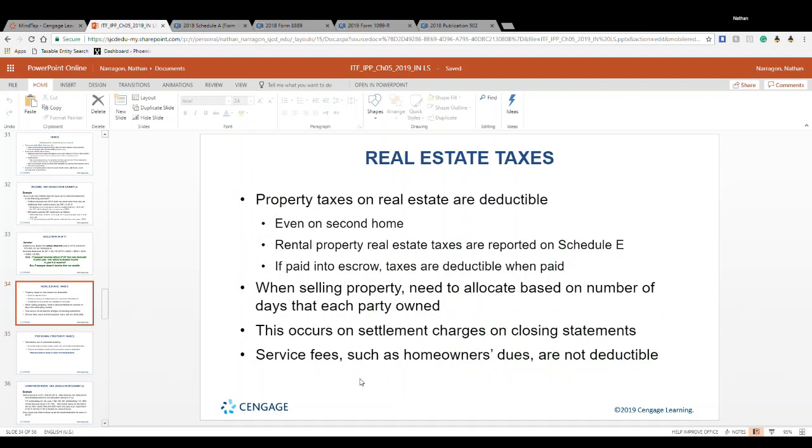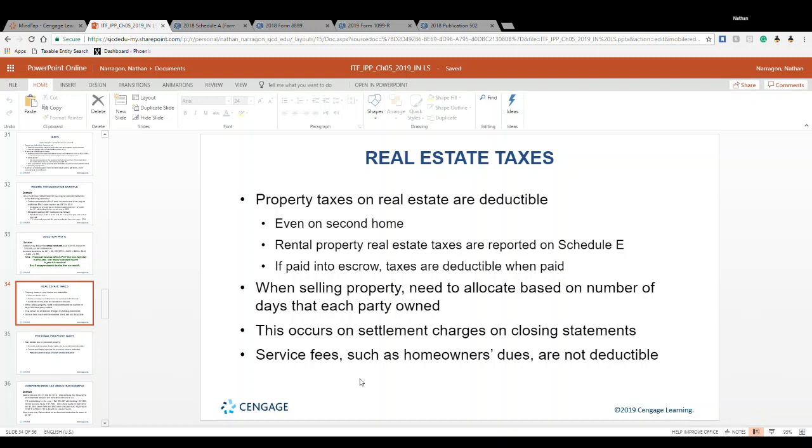Okay? Real estate taxes: any property tax on real estate is deductible, even if it's a second home. If it's rental, it goes to Schedule E. Okay? If paid through escrow, taxes are deductible when paid. It's not when you pay into the escrow, it's when it's actually paid. Usually you get a document from the mortgage company, or you can look it up in property tax records. Okay?